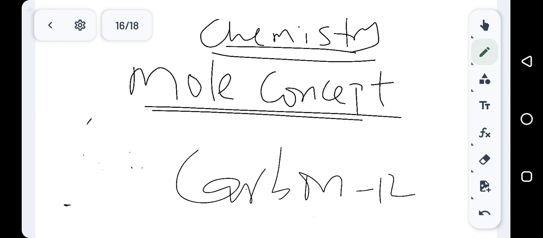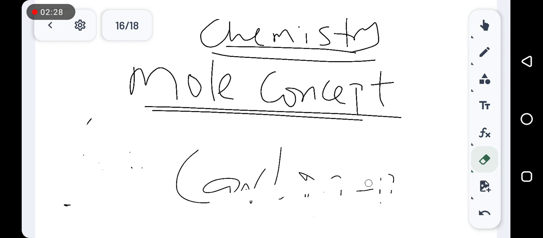So if we want to get the mole of any substance, we compare the amount of particles in that substance to the amount of particles in carbon-12 isotope. When we compare it, from there we can get the number of moles that the substance contains. Now, it has been found that the number of particles in this carbon-12 isotope is equal to 6.022 times 10 raised to power 23.